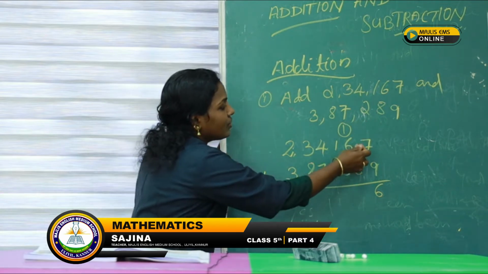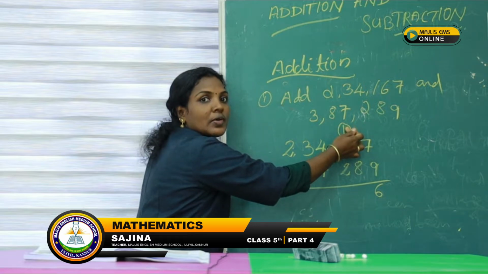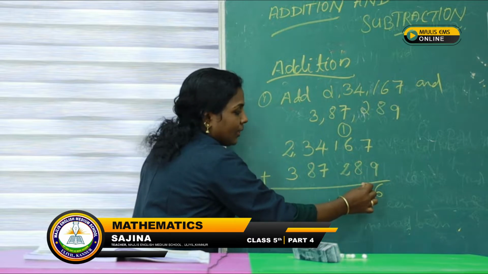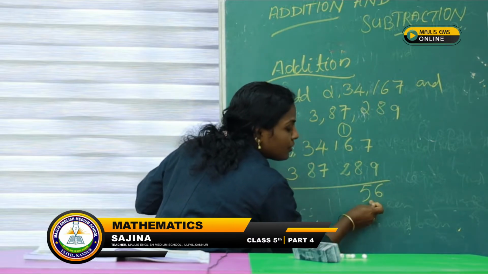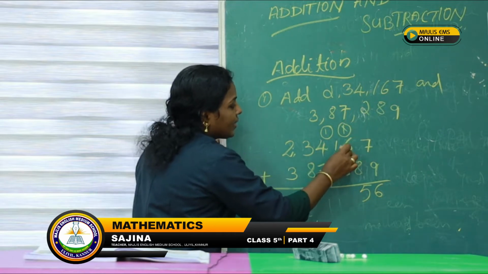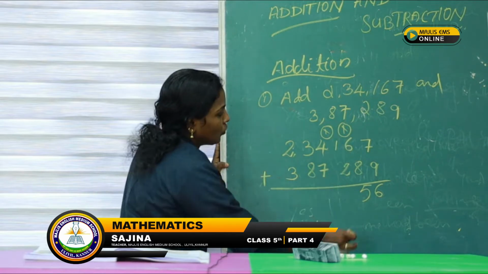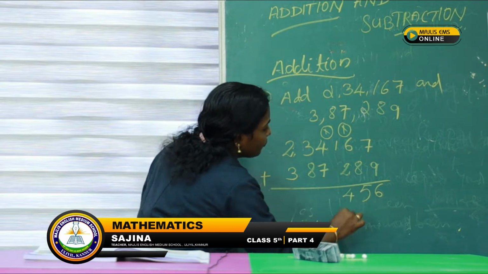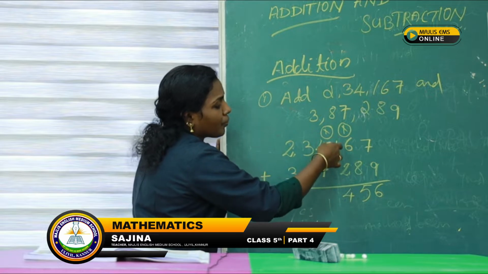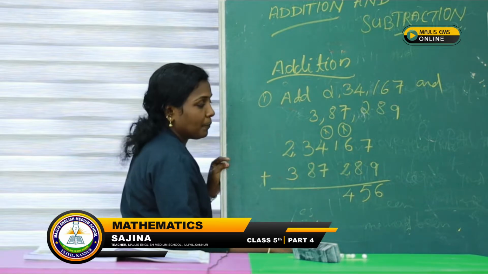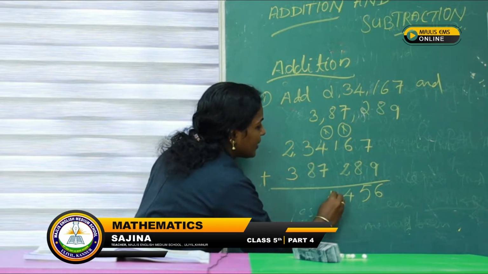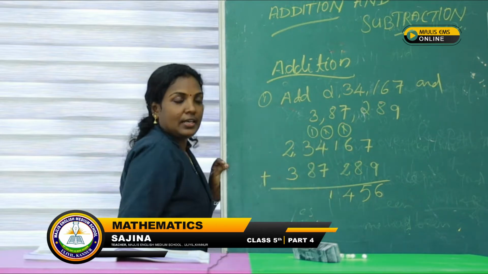Then 6 plus 1 is equal to 7. Then 7 plus 8 is equal to 15. Here we write 5 and 1 is the balance. Then next 1 plus 1, 2. 2 plus 2 is equal to 4. Then next is 4 plus 7. What is 4 plus 7? 4 plus 7 is equal to 11. Here 1 is here and 1 is the balance.